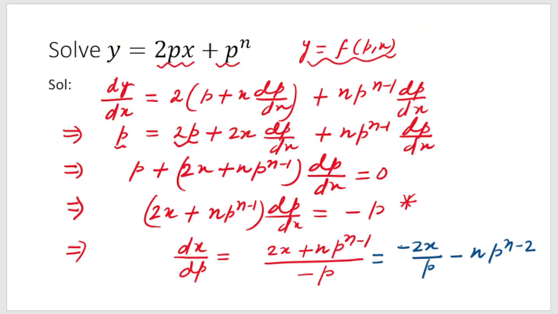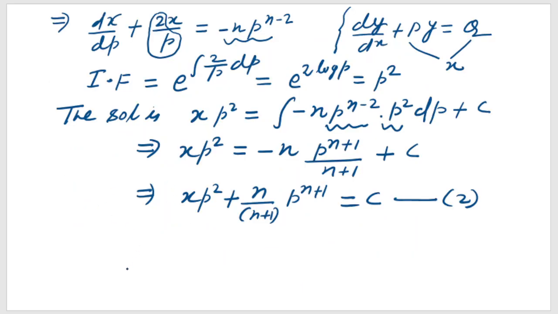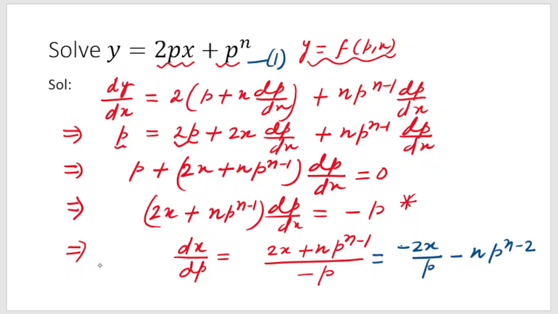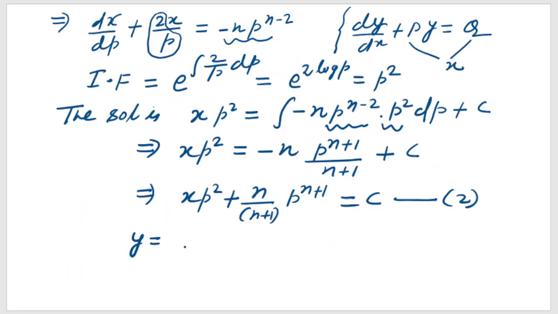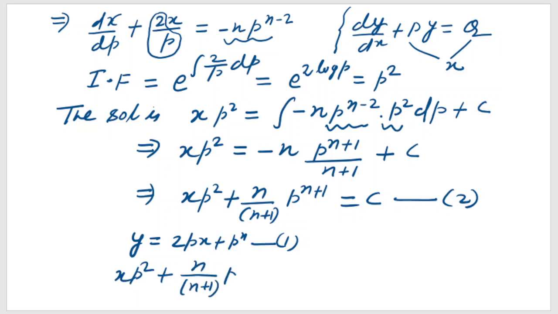What was my equation number 1? This was my equation number 1. So how to write the solution now? Now if I write the equation number 1, which is y is equal to 2px plus p to the power n. So this is my equation number 1, and then xp square plus n by n plus 1 into p to the power n plus 1 is equal to c. This is my equation number 2.